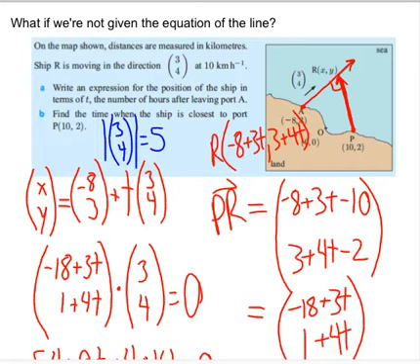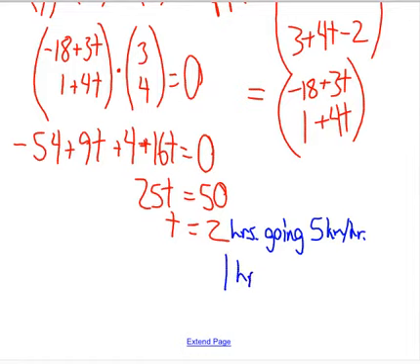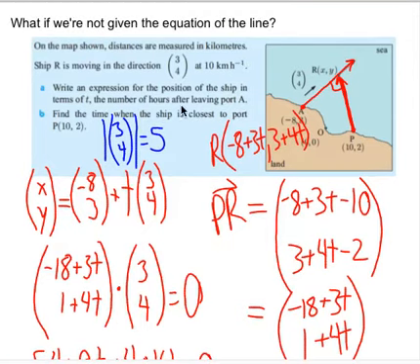So even though we got a t equal to 2, it would be 2 hours going 5 kilometers per hour, but we were going 10 kilometers per hour. So it's only going to take 1 hour going 10 kilometers per hour. Now, are we going to remember to do that? I hope so.